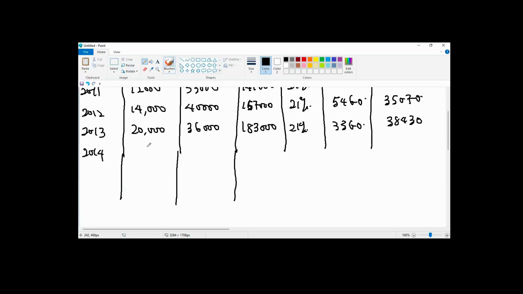Depreciation 40,000, and then capital allowance 32,000. I can decide to add this to the brought forward. It's 40,000. The difference is 8,000. This is an income.